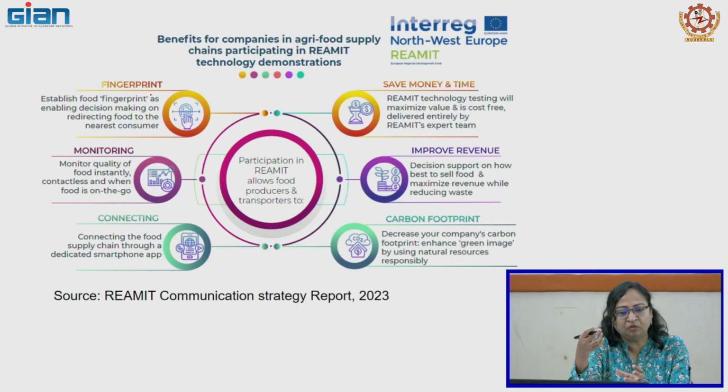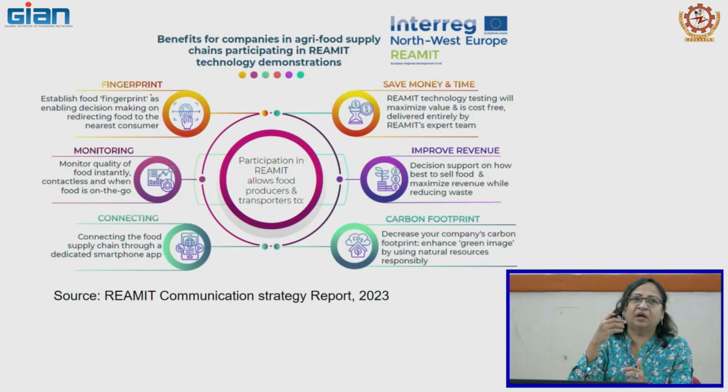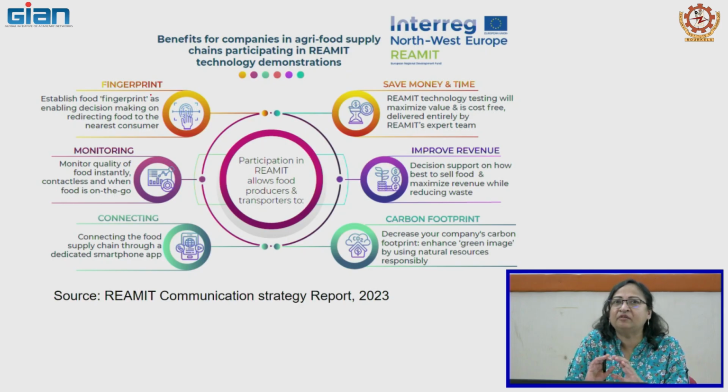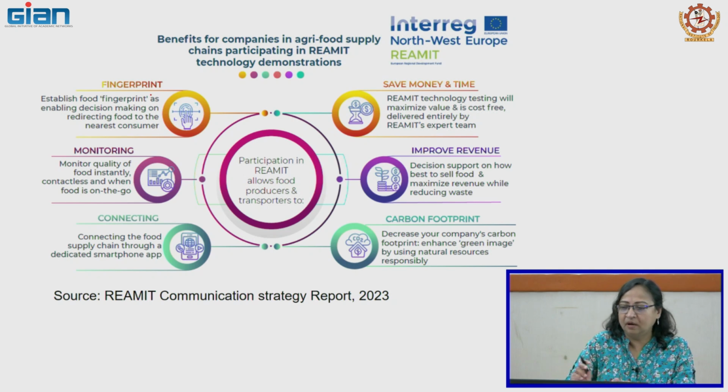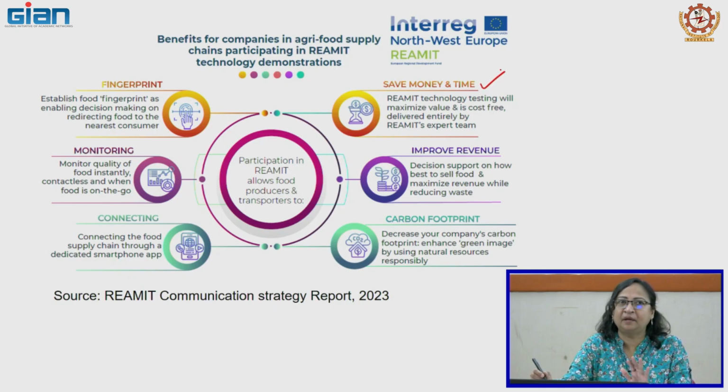So, establishing food fingerprint, it is not green fingerprint, food fingerprint, fingerprint in the sense of quality, and we are establishing some quality standard for the whole sector. Monitoring is done by the IoT, connection is done by the app and cloud computing, money saving is assured. Every company will be happy in the supply chain only when they are getting some extra money. If I am using IoT, what is the point? I should finally get, at the end of the day, some extra benefit, extra money.